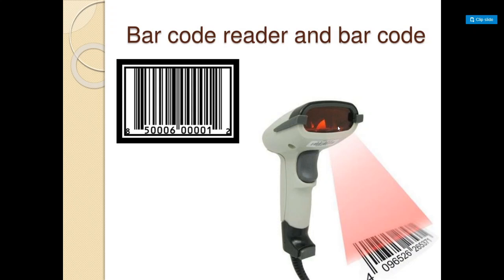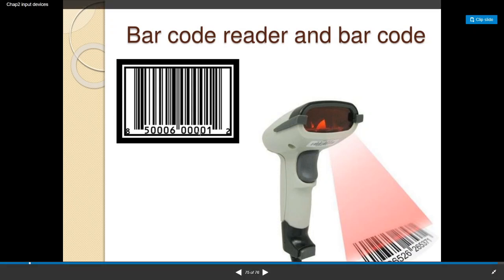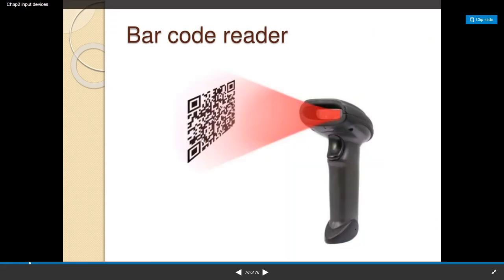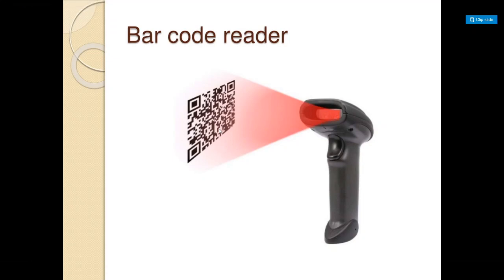So this is a barcode, and the white lines in between are actually read, and the barcode reader gives the information. Nowadays the QR code is also scanned the same way. It's slowly becoming popular. Like your phone can scan a QR code, right? So that is also there, and nowadays it is becoming popular.